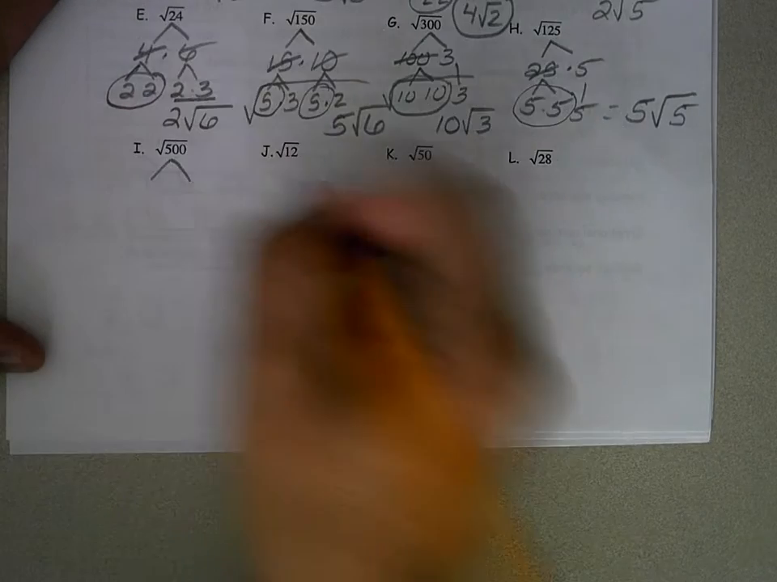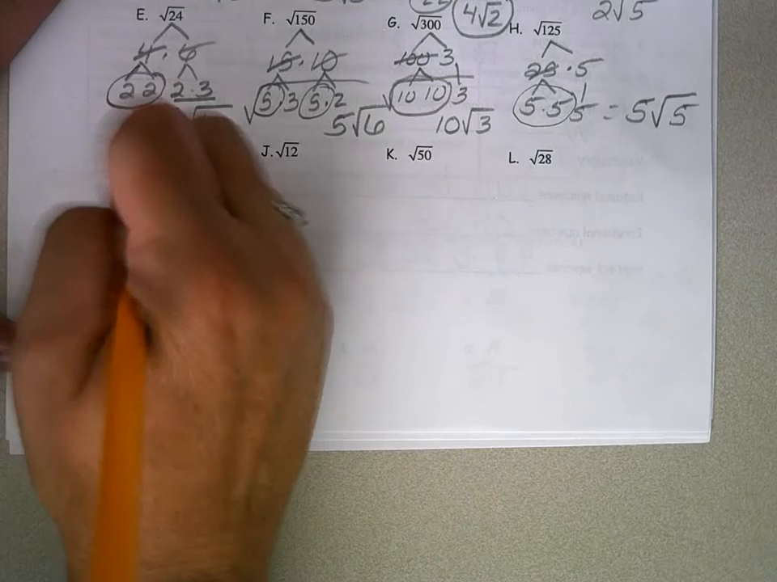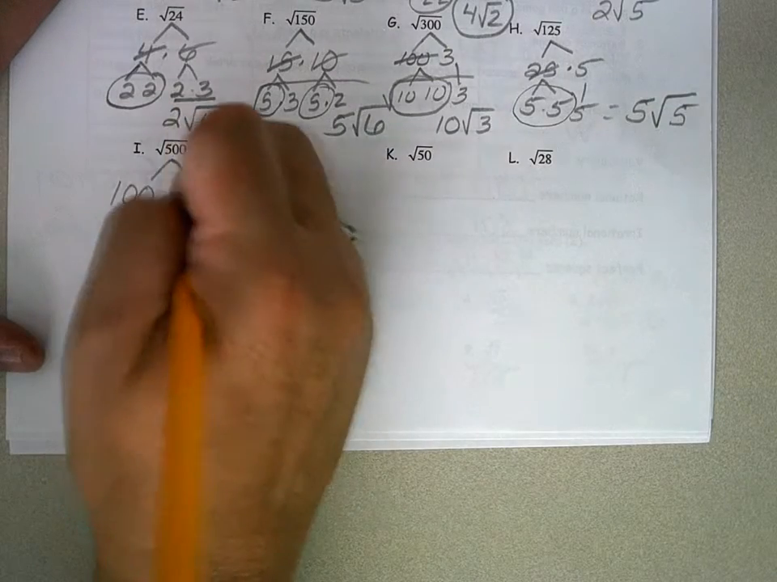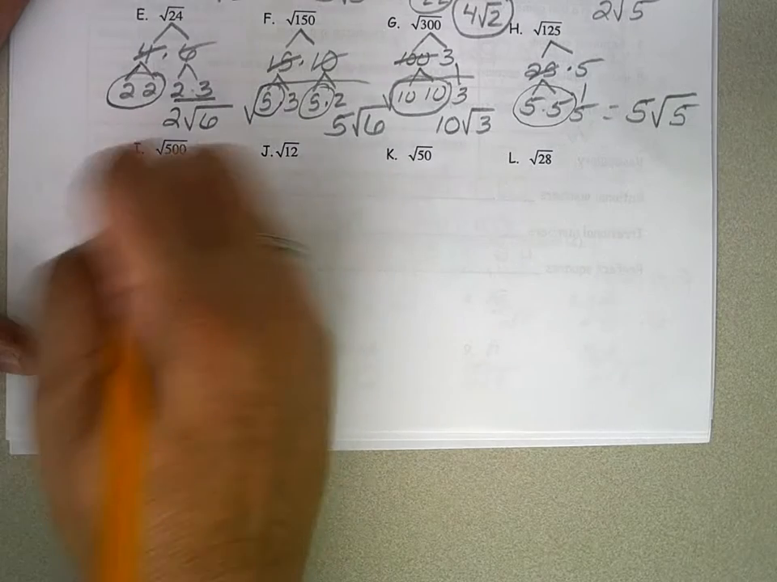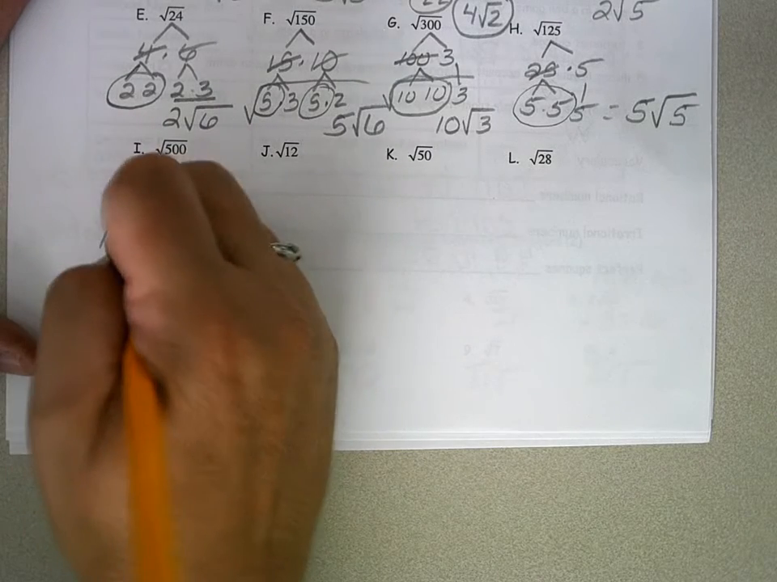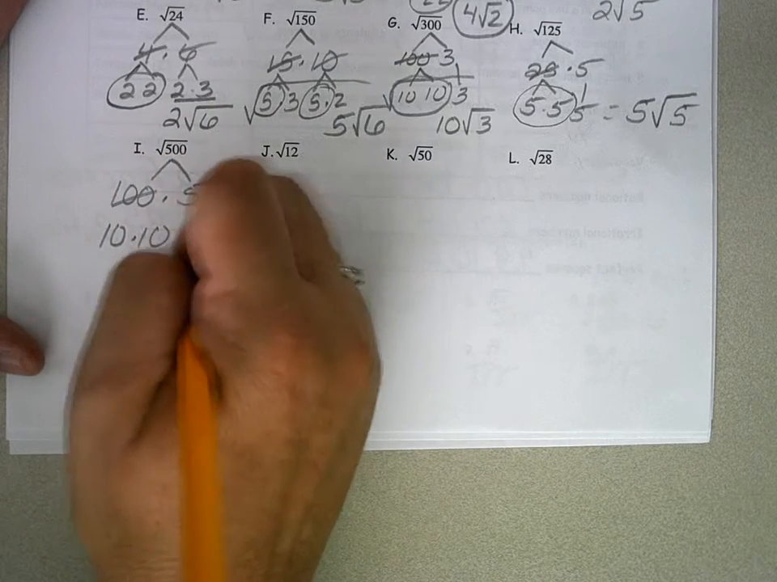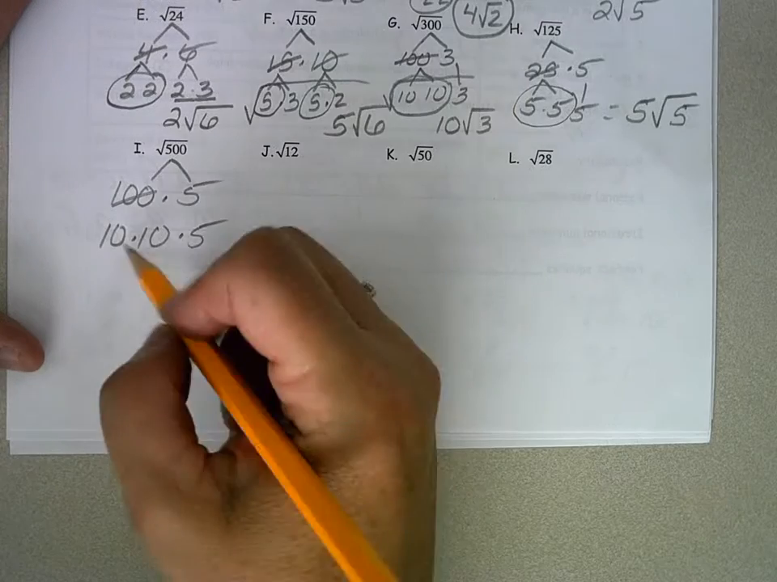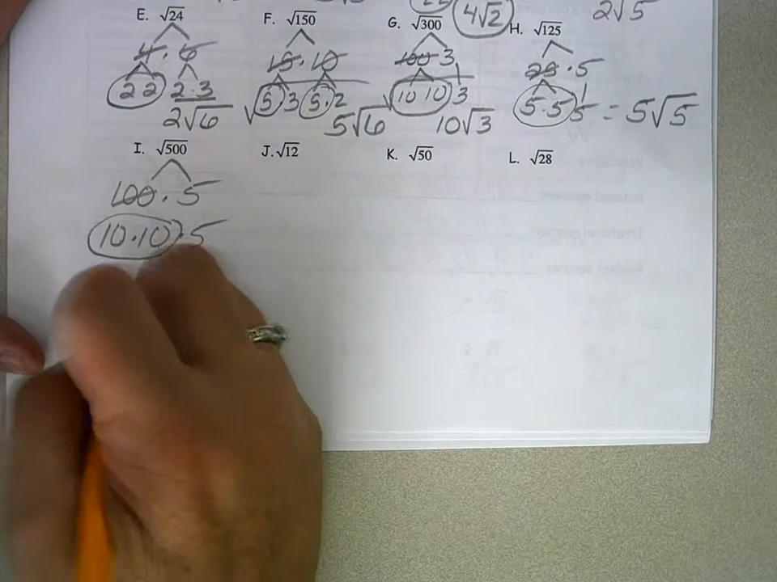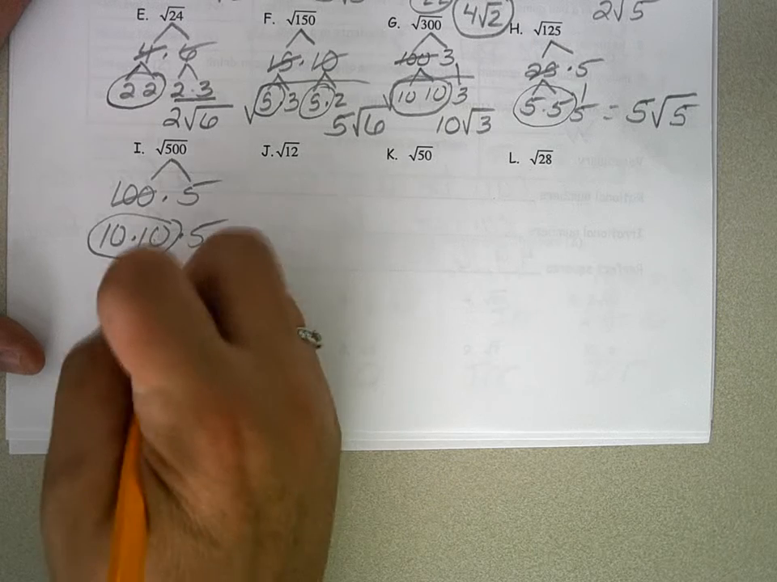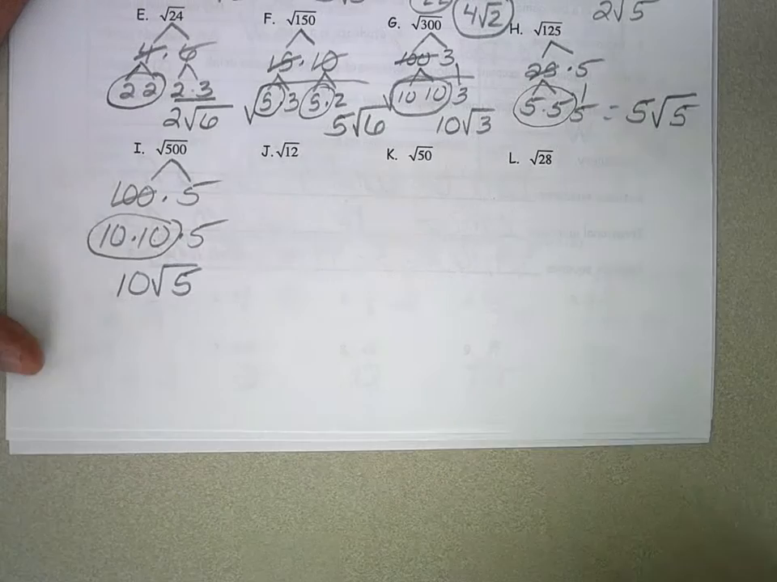500, it's another multiple of 100. So I'm going to break that into a 100 times 5. 100, I change into a 10 times 10, and that becomes 10 square root of 5.